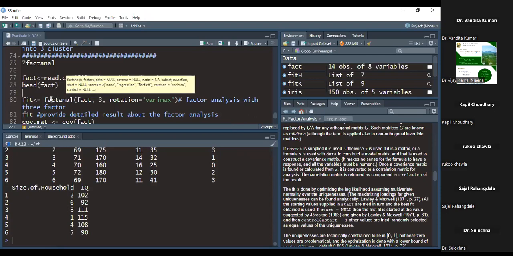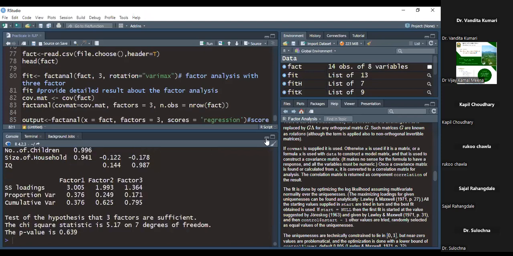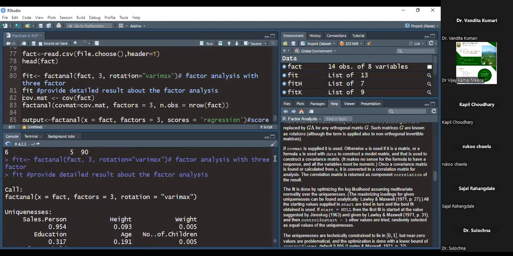Okay. Now I'm going to perform factor analysis. As I mentioned, it is done by the function factanal, and the data is fact. We would like to have 3 factors and rotation on the basis of varimax rotation. This will be saved in the variable name fit. We would like to see the results, what's there in fit. So let's run fit. So this is the result.